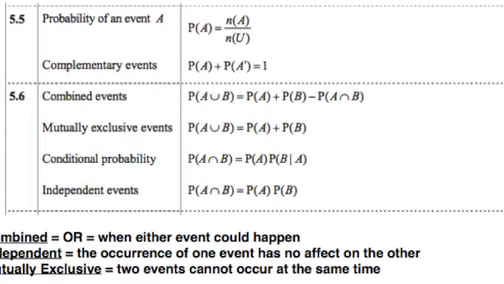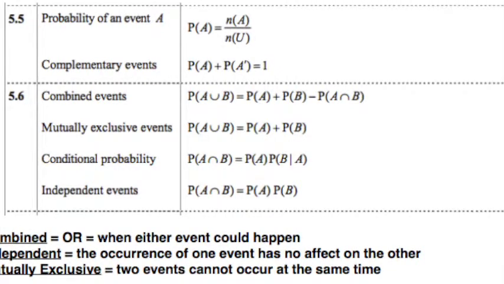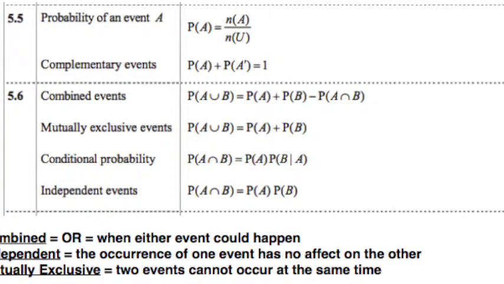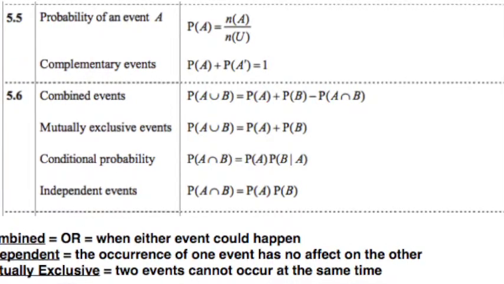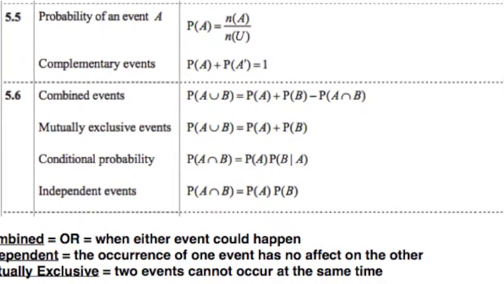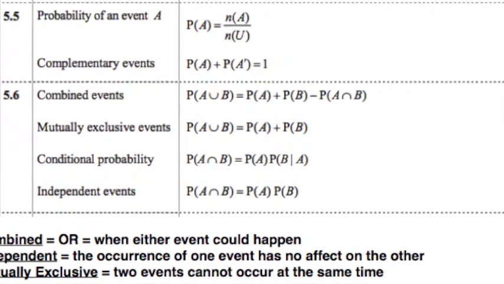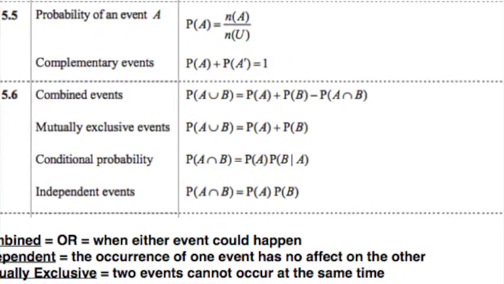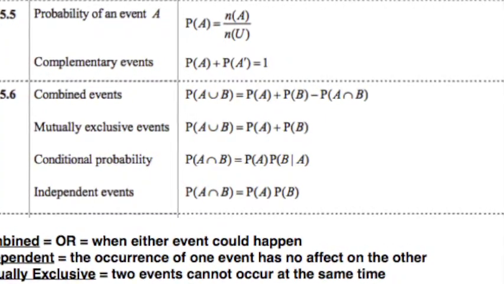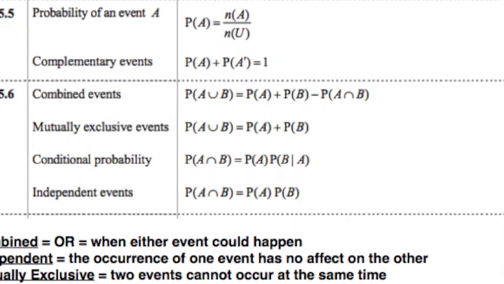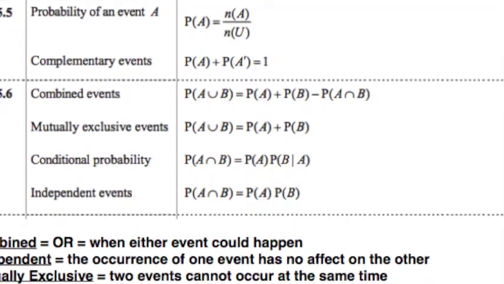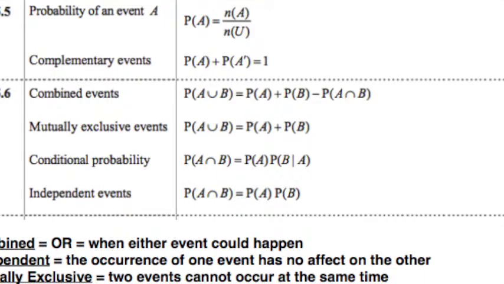Combined events happen when either event can happen. Mutually exclusive events happen when two events cannot occur at the same time. If you notice, the beginning of both of these events are the same. This is when there's OR in the problem. When there's OR, you will use addition.